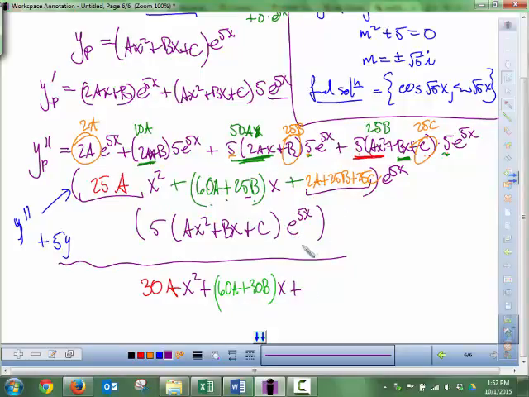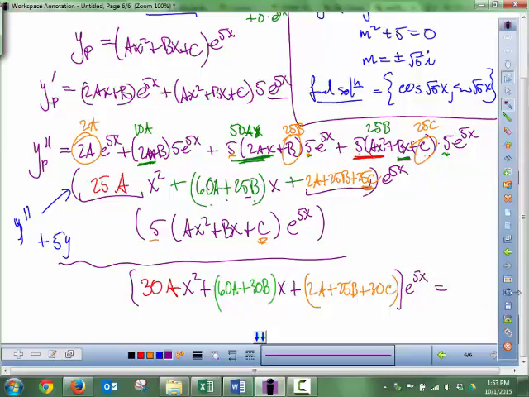Plus, now I add C, I add another 5C. So I got my 2A plus 25B plus 25C and another 5C, so that's 30C. And that's it. Not that this matters, but this whole thing is being multiplied by e to the 5x, right?